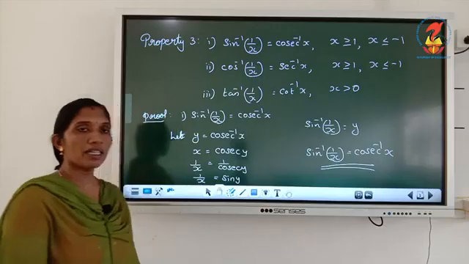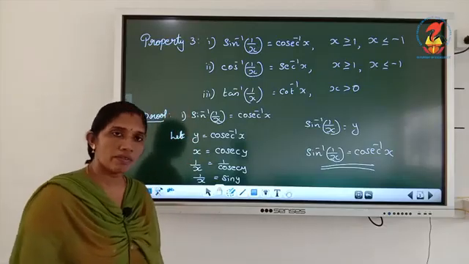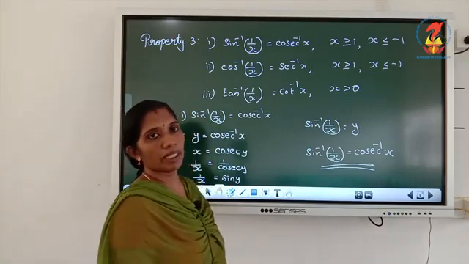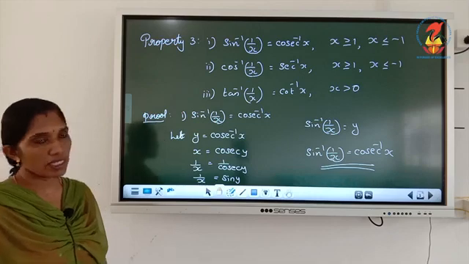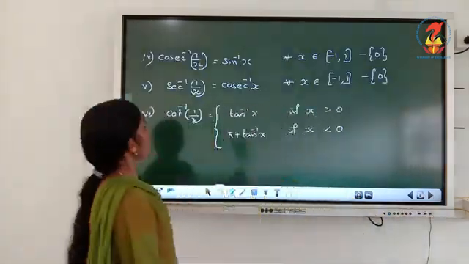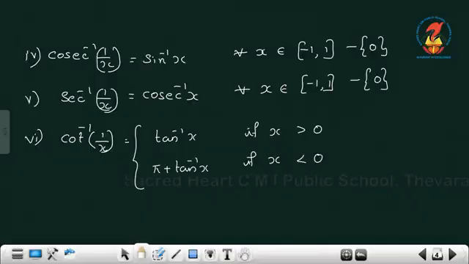The same way you can prove the next: cos inverse 1 by x is equal to sec inverse x, and tan inverse 1 by x is equal to cot inverse x. Now look, the 1 by x, property number 3, there are 6, but these 3 are not mentioned in your textbook. Whatever is in your NCERT textbook, that only you have to learn.